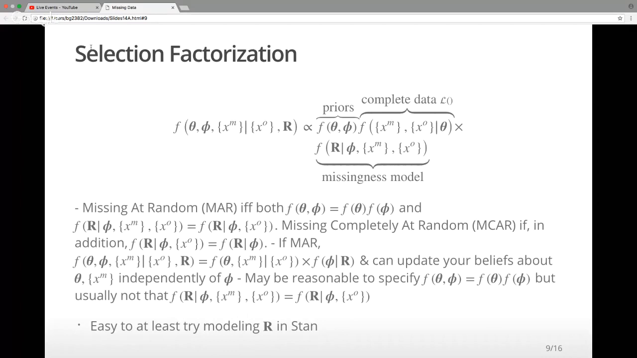Just do each part of this in the model block of your Stan program. And if it turns out that XM doesn't matter, then you'll just get some coefficient that's near 0 in a logit model predicting whether R is 1 or 0 on the basis of the union of the XM and the XO. So we'll talk more about that on Thursday, but are there any quick questions about that before we take off?